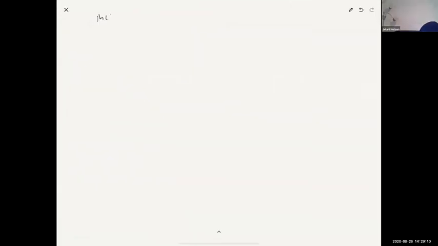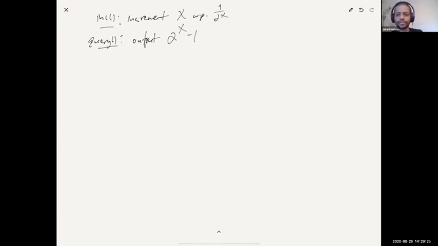So remember what I said. We increment x with probability 1 over 2 to the x. And then on a query, I said we output 2 to the x minus 1. And the reason this works, claim, is that the expectation of 2 to the x is equal to n plus 1. So the thing that we're outputting to answer a query is at least an unbiased estimator of the truth.